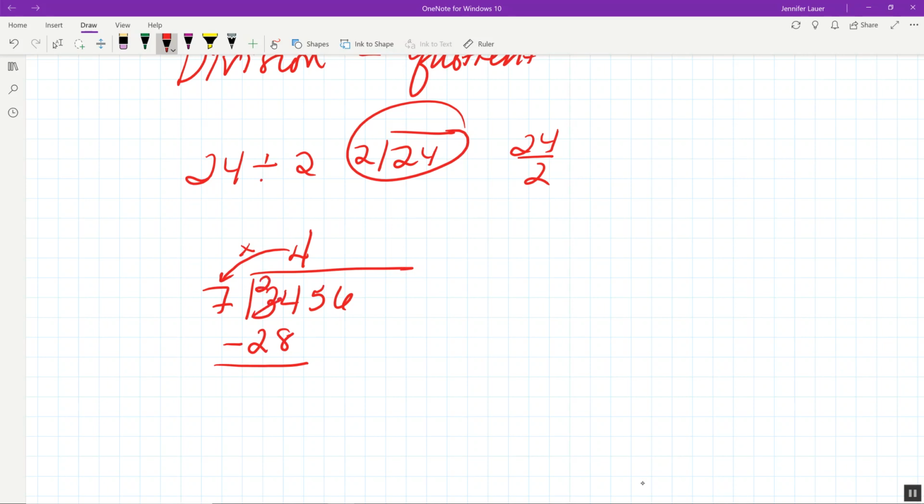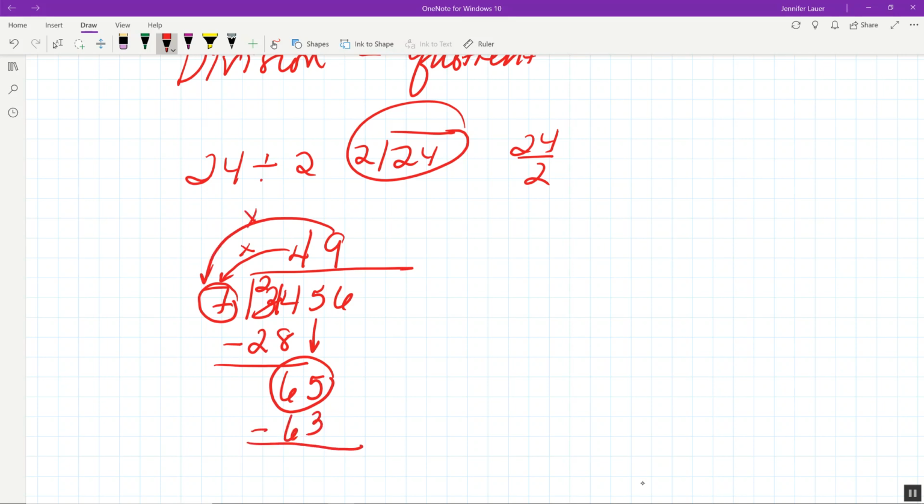I'm going to subtract. I have to borrow. 14 minus 8 would be 13, 12, 11, 10, 9, 8, 7, 6. And of course 2 minus 2 is 0. The next thing you're going to do is bring down this 5. All right, so now I'm asking myself, how many times does 7 go into 65? So let's count by 7s. We have 7, 14, 21, 28, 35, 42, 49, 56, 63. That's 9 times.